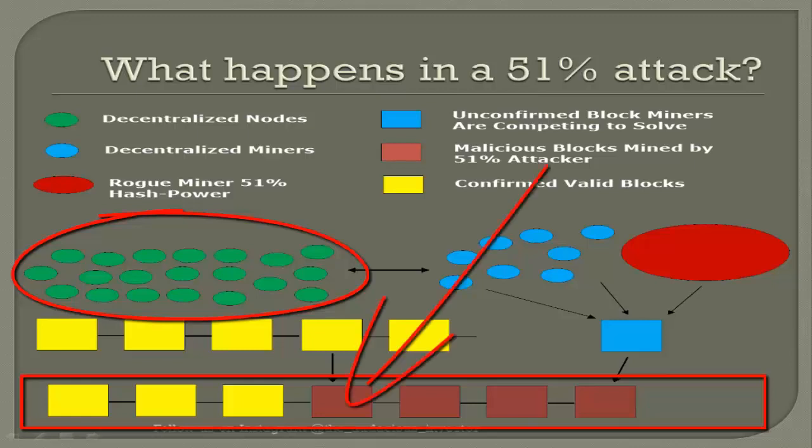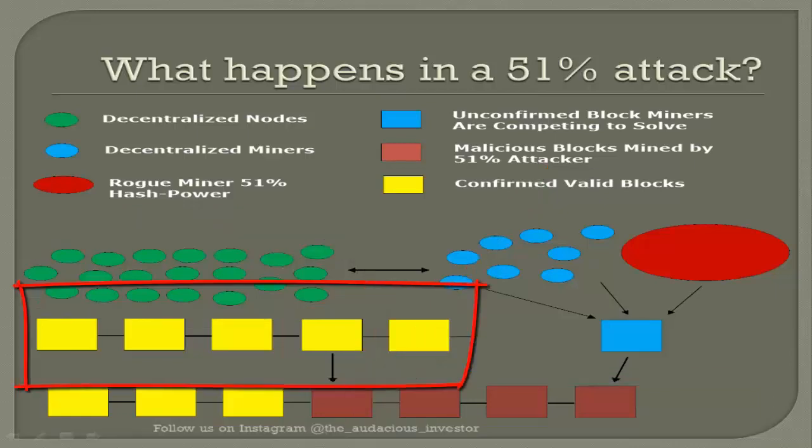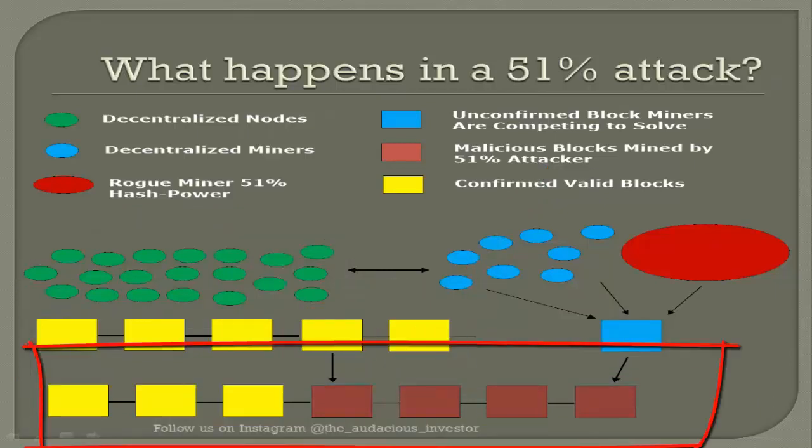So as we know, from this block onwards, it's been the rogue miner mining. These blocks are erased, and this chain and all the blocks in this chain, including the rogue blocks from the miner, have been added to the ledger as the most correct chain.